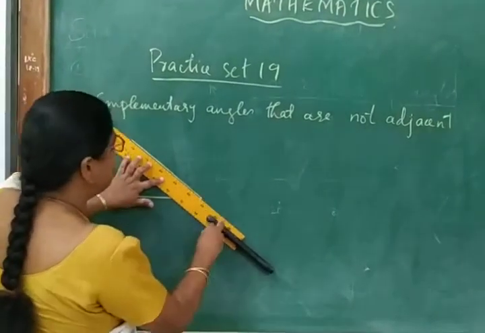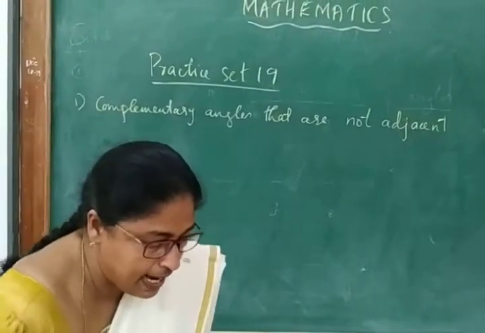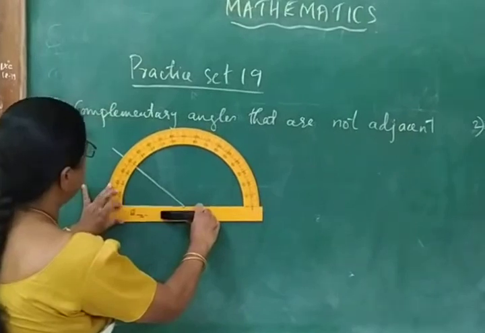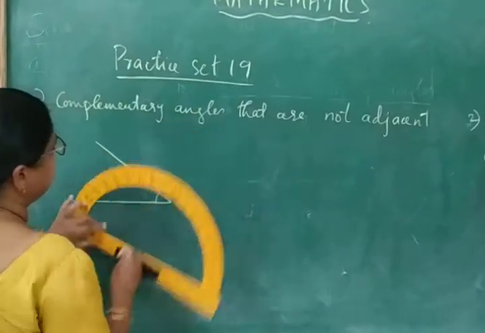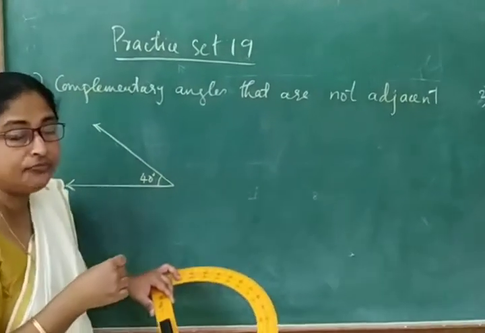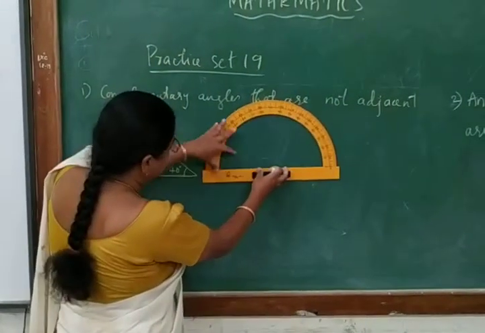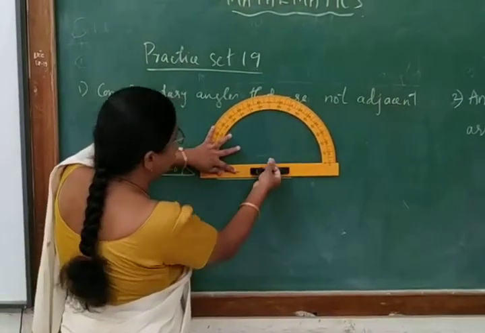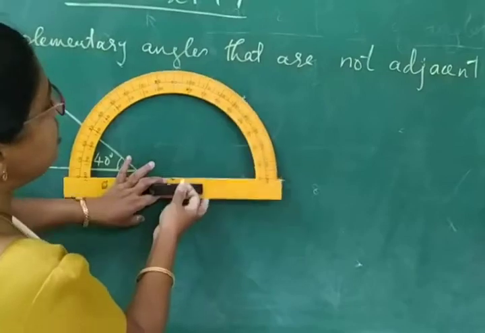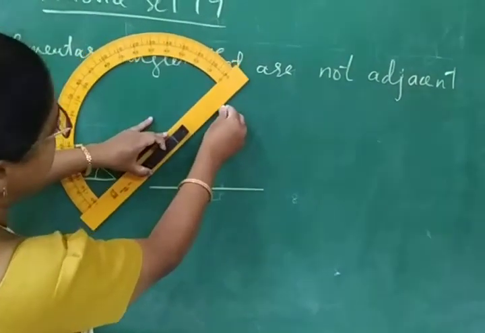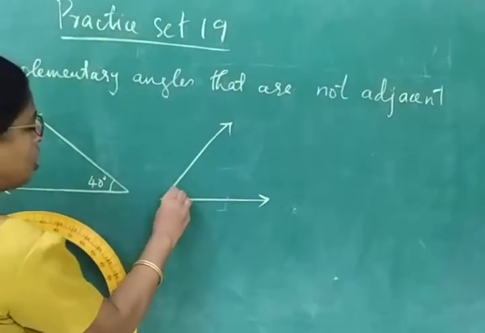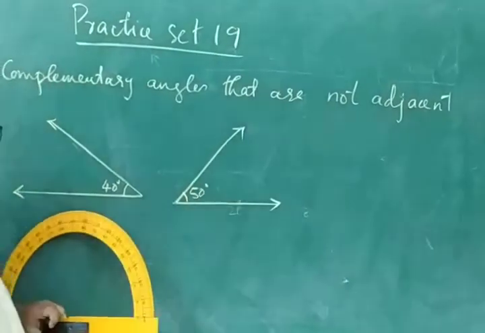So let us draw two angles. Let me draw one angle this. So first measure of the first angle is 40 degree. So what should be the measure of the second angle? For drawing complementary angles, the second angle should be how many? 50 degree, because 40 plus 50 is equal to 90 degree. The sum of the measures of two angles should be 90 degree. Then only we can call them as complementary angles. So the measure of this angle is 50 degree.